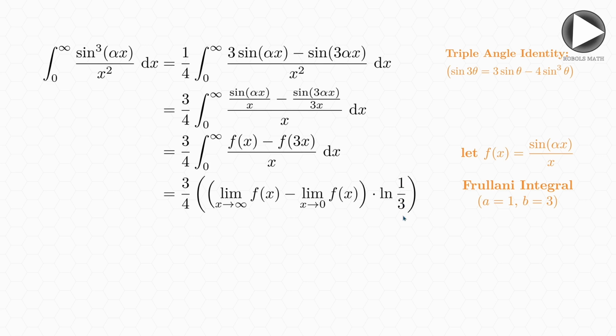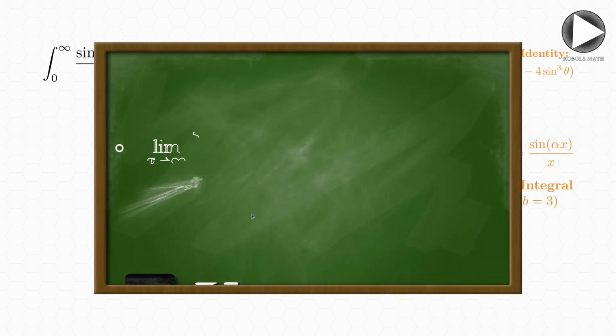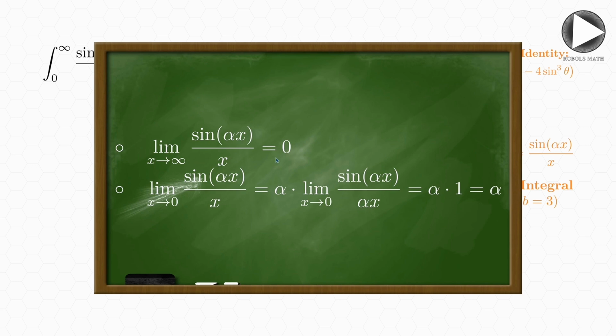Yep. Now let's talk about the limits. These are pretty well known, pretty much evaluated in Calculus 1 classes. So we know that the limit of sine of alpha x over x as x approaches infinity is equal to 0, which immediately follows by using the squeeze theorem or sandwich theorem, which we learned in Calculus 1. And the limit of this function as x approaches 0 must be equal to alpha. Okay, these two are very well-known limits in Calculus 1 subjects, so I will be assuming that you know how to evaluate these at this point.